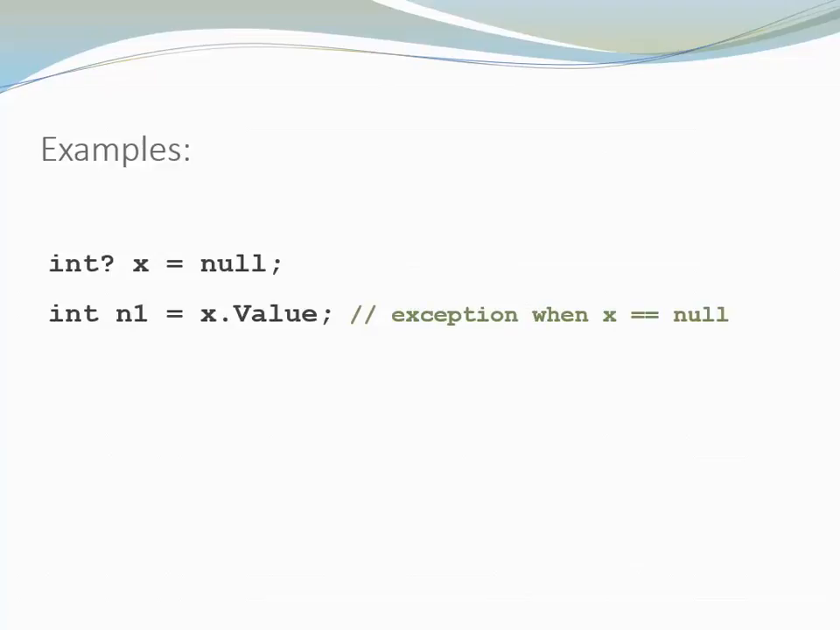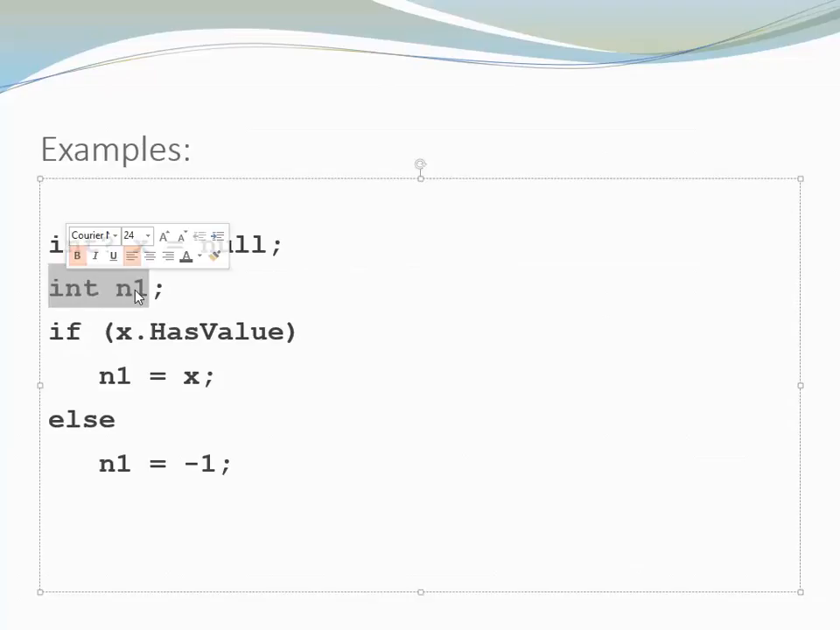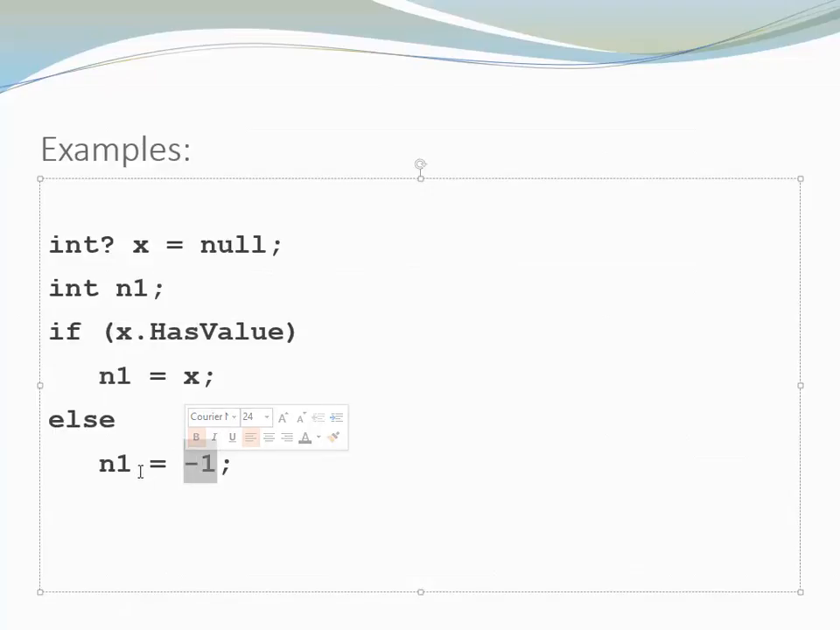Using exception handling to deal with an x that happened to be null is not my preferred way to go. Alternatively, I could also check whether x has a value before I make the assignment. So in this case, I create a variable n1 of type integer. I check whether my x has a value. If that is the case, I'm going to assign the integer value to n1. Otherwise, if x happened to be null, I'm going to assign -1 to my variable n1.